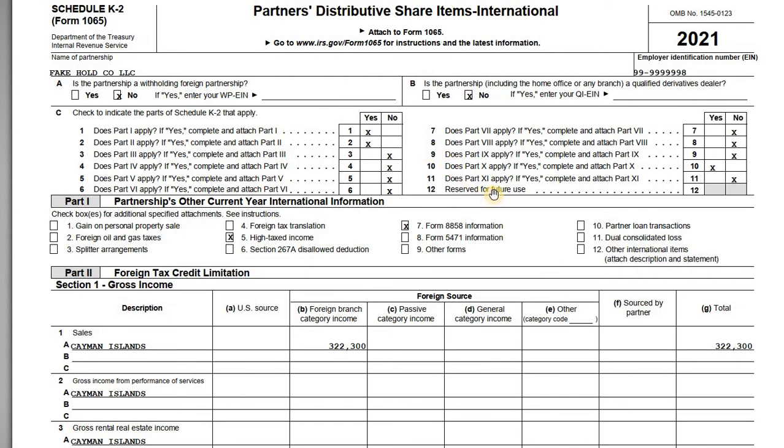So figure out what parts you have to complete, and then check yes or no depending on whether you've actually included them with the return or not. Again, remember, we're doing parts 1, 2, and part 10. So we've indicated yes for those three and then no for the remaining parts.